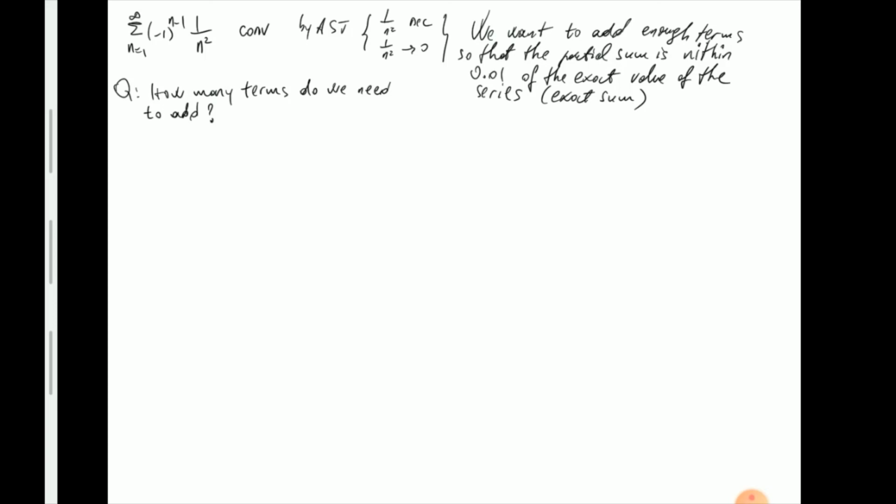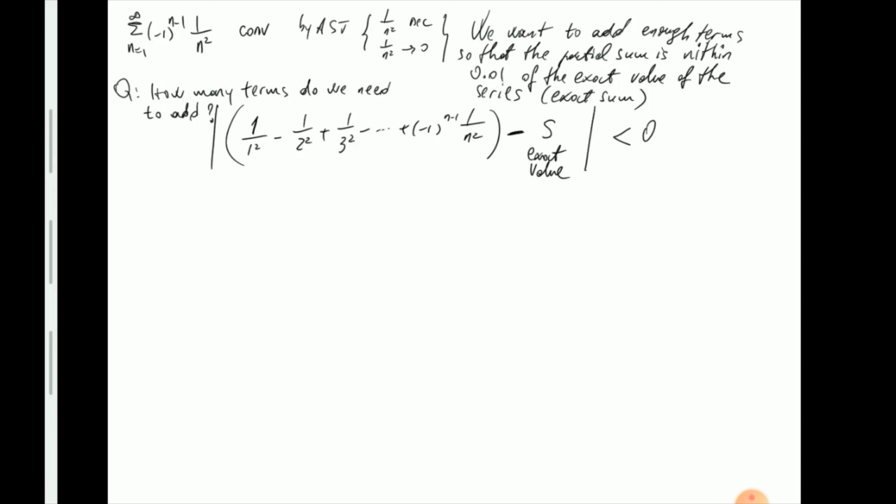So basically what you want is to add 1. So the first one is 1 over 1 squared, the next one is minus 1 over 2 squared, then plus 1 over 3 squared, and so on. We want this summation, all together. If you take the difference between that and the exact value, whatever that may be, you want this to be less than or equal to 0.01.